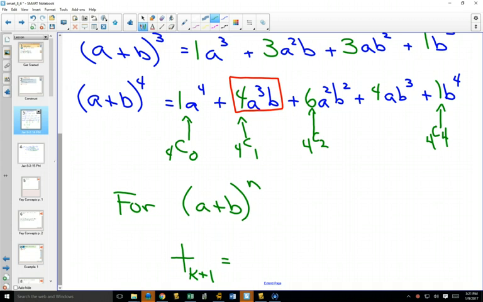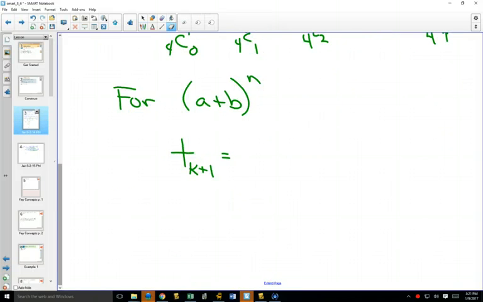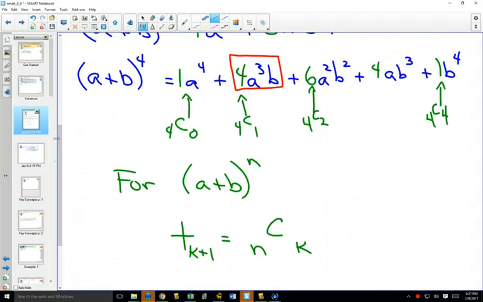The reason why the formula has a k plus 1 in it, because your coefficient, your number in front, which is the 4 in the red box, is 4, choose 1. The 4 comes from whatever the exponent is. If the exponent is 4, you have 4, choose 1, because there'd be 4 of those terms.